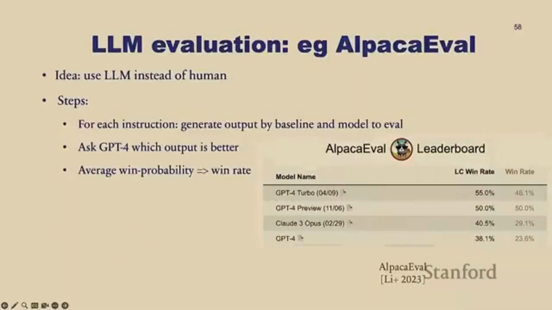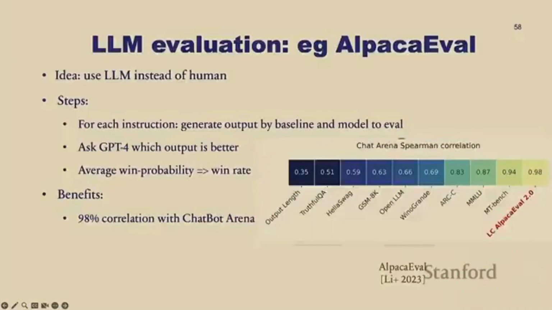And this is the AlpacaEval leaderboard. So the benefit of this is that we actually get 98% correlation with Chatbot Arena, so very high correlation with humans. This is a comparison with correlation with other benchmarks, and it takes less than 3 minutes and less than $10 to run, so it's pretty cheap.